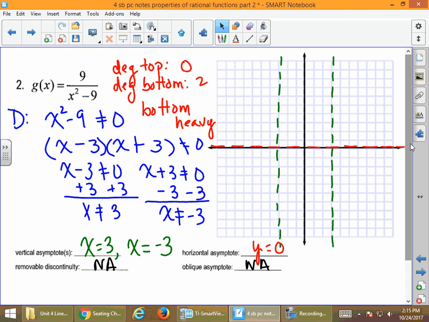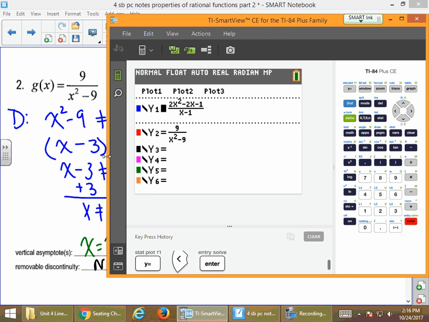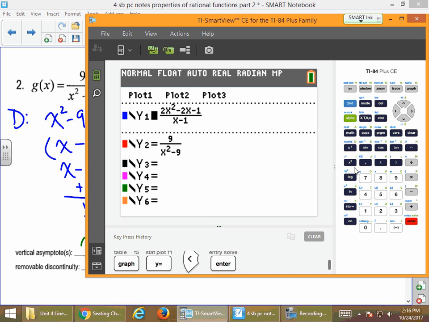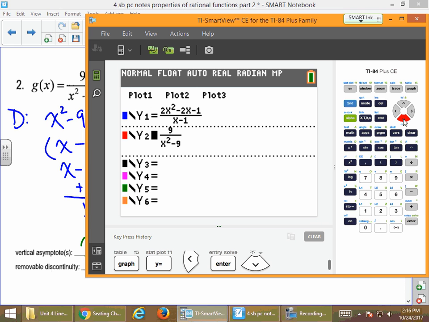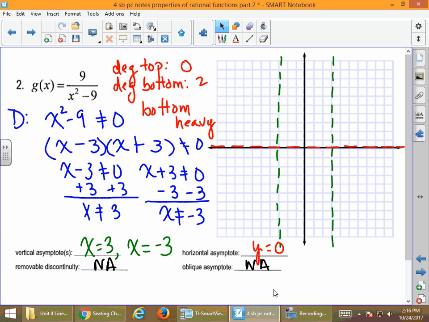But let's go to our calculator here and see what happens when we type it in. We can look at the picture. There's our picture. And the nice thing that I can see on here is that we do have a y-intercept of -1. We can graph that fairly simply.